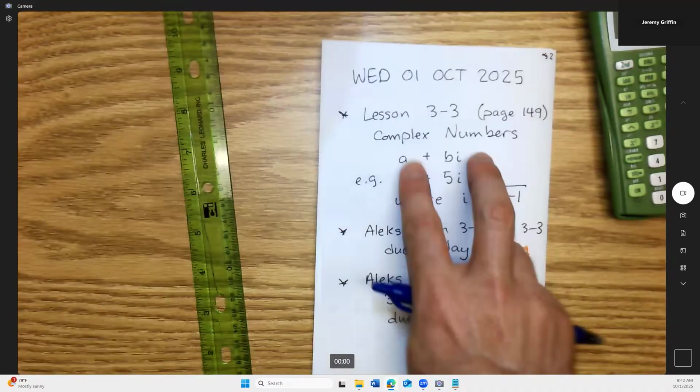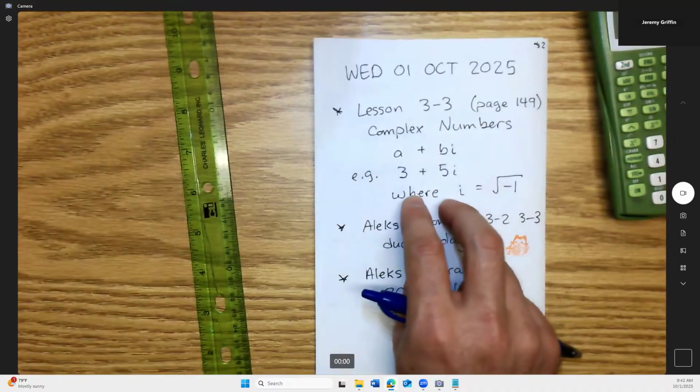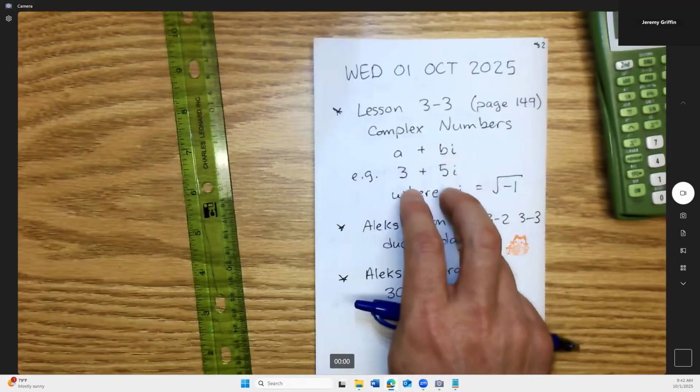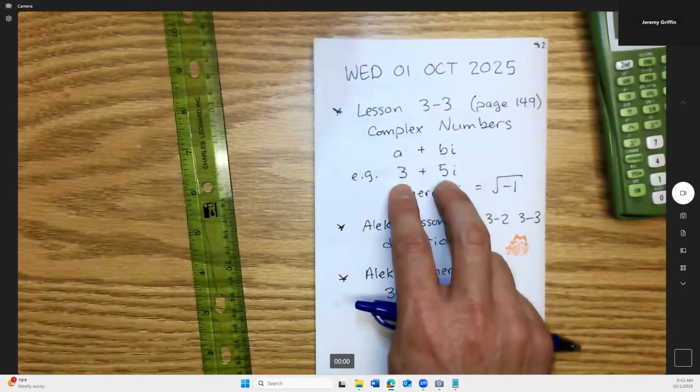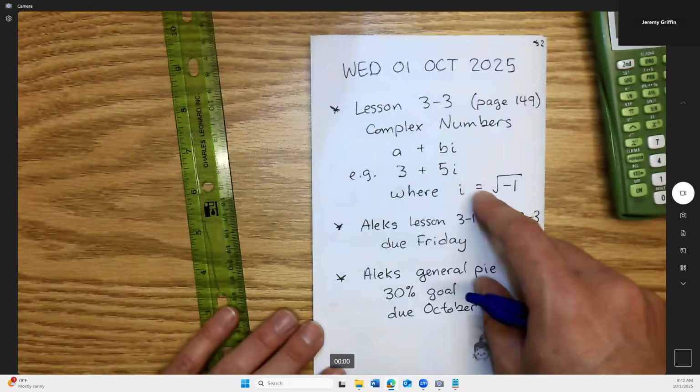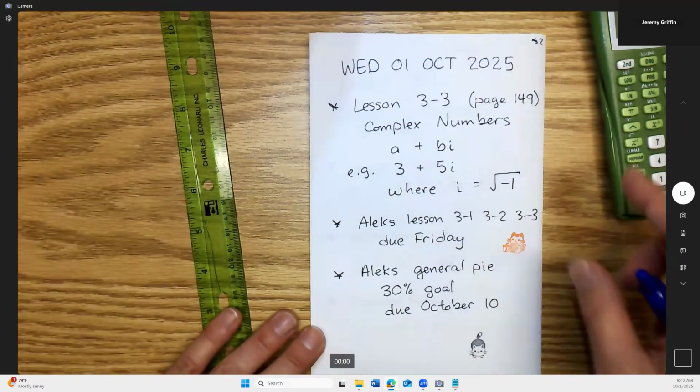Okay? So the term complex number refers to a number like this where it can have a real component and also an imaginary component. You just have them together. So a plus bi is the general form. So for example, you have 3 plus 5i, where again, i represents the square root of -1. In terms of electricity, sometimes they call that j. So if you see j in the book, that's what that is.